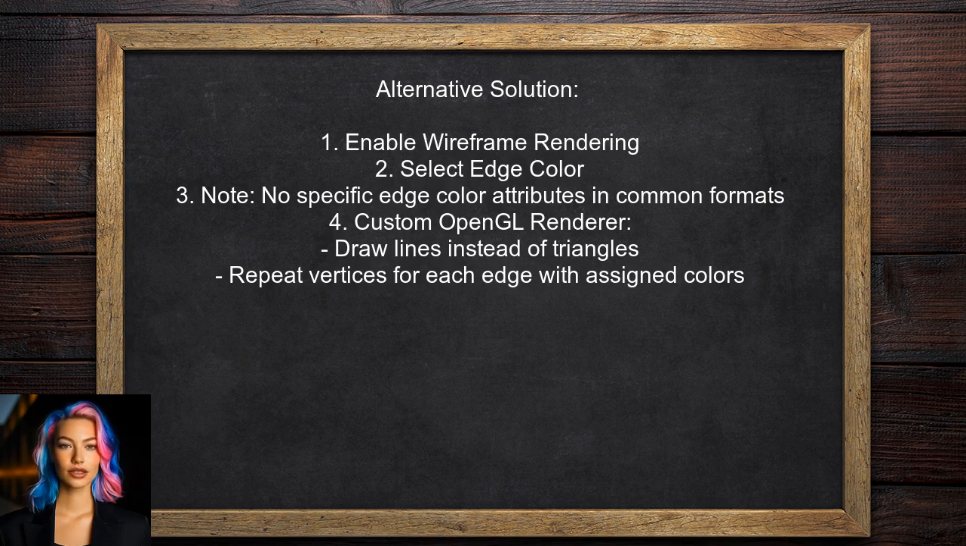However, it's important to note that MeshLab does not support specific edge color attributes, as common mesh formats like OBJ and OFF do not store edge attributes. The user suggests that a potential solution would be to create a custom OpenGL renderer that draws lines instead of triangles, assigning edge colors by repeating vertices for each edge.